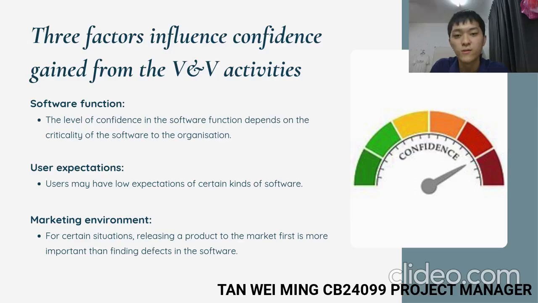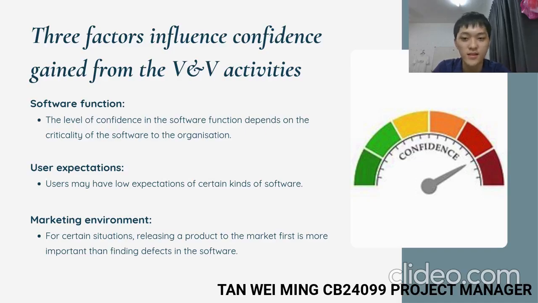The first factor that will influence the confidence is the software function. The level of confidence in the software function depends on the criticality of the software to the organization. This means that if the software is critical to the organization, then the organization will check the software strictly. Then the next is user expectation.